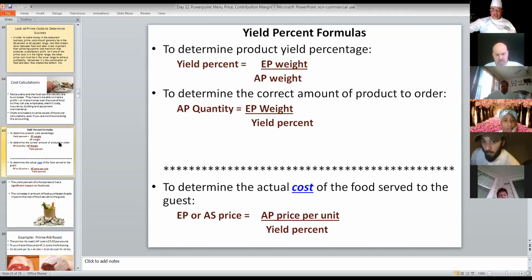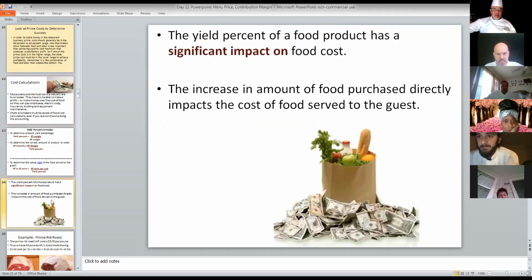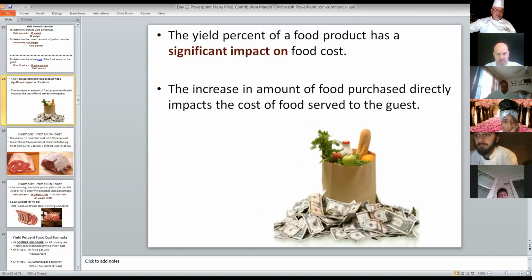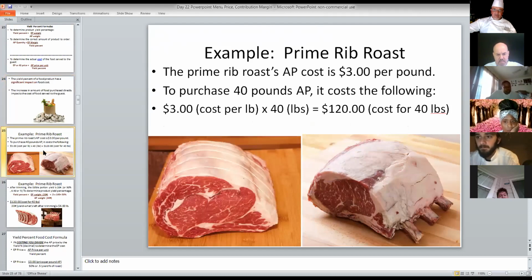So again, we went over that yesterday, EP and AP. Pretty much the same thing. Your percentage. This is one example too. Prime rib roast. The AP cost, as purchased, is $3 per pound. That's kind of cheap. My estimate, it should be around 14 bucks a pound.